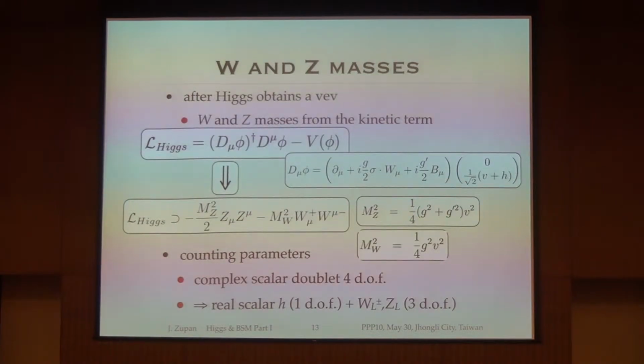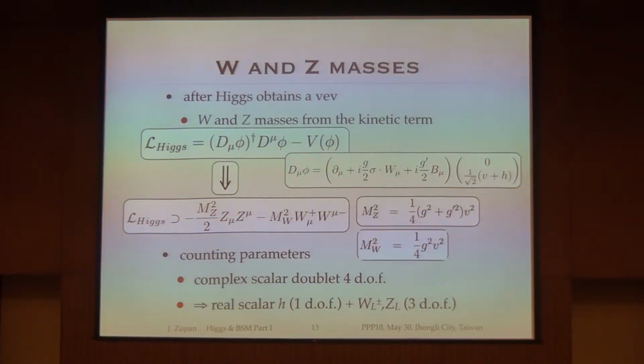Okay? Now it also gives the masses to the W and the Z. This comes from the kinetic term, from this covariant derivative. You see that in the covariant derivative you'll have a coupling that couples the VEV to the W and the B. So in the end, if you expand it, you'll have the masses of the Z and the W, and the masses are given by the gauge couplings times v squared. For the Z it is the SU(2) gauge coupling squared plus the hypercharge gauge coupling squared. The W only has the SU(2) gauge coupling squared.